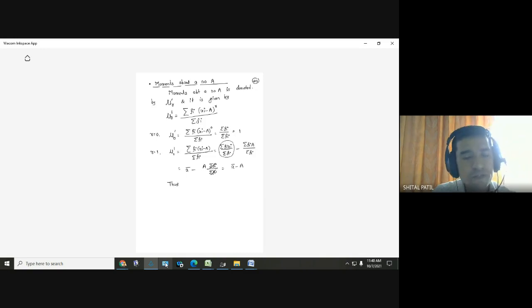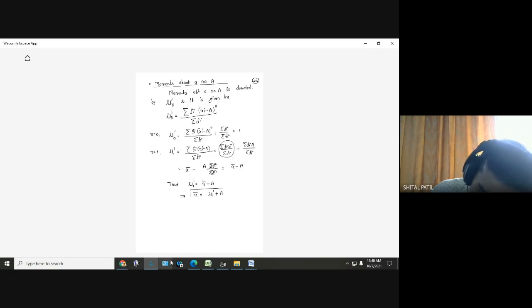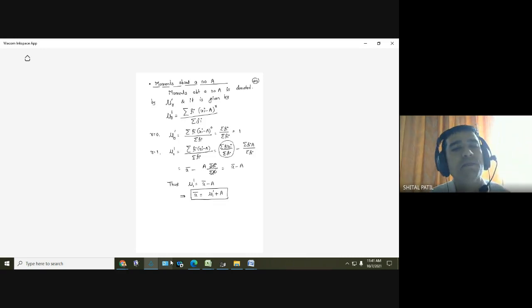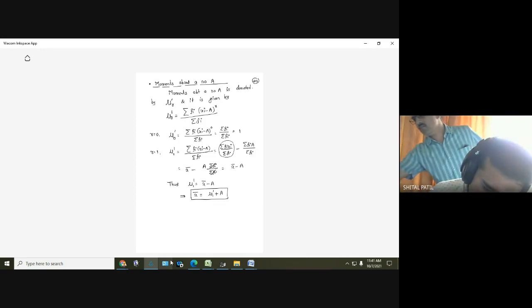What is the conclusion? Mu 1 dash equals x bar minus A, that is, x bar may be obtained if we know mu 1 dash, the first moment about the number A, and A itself. From there we can find x bar. Remember this formula. Then take r equal to 2.